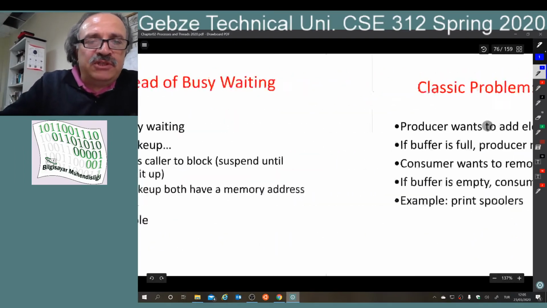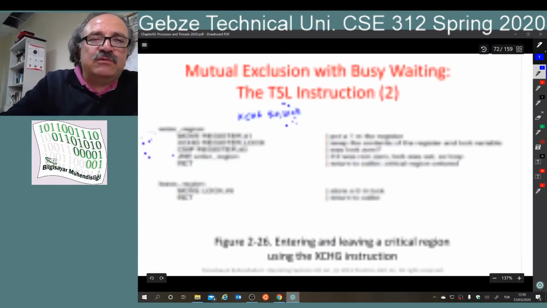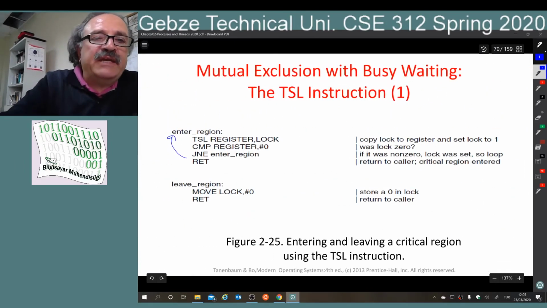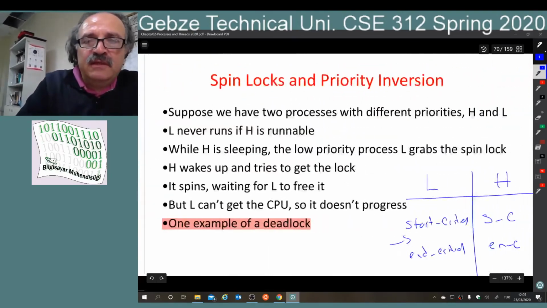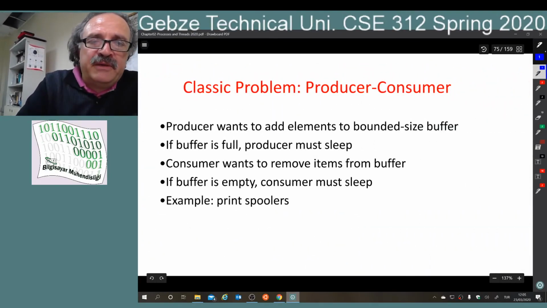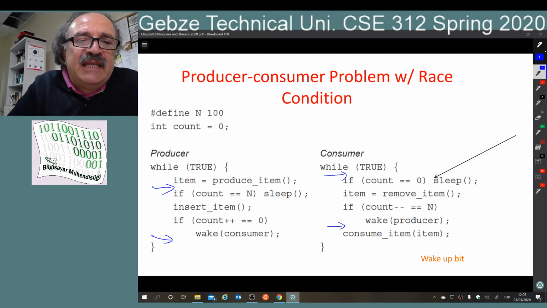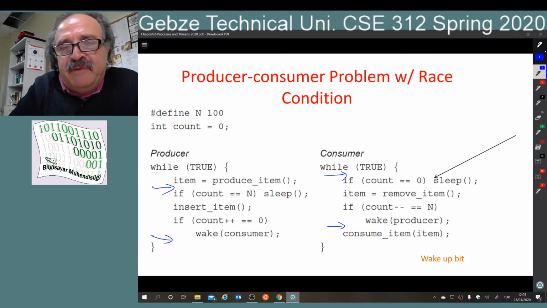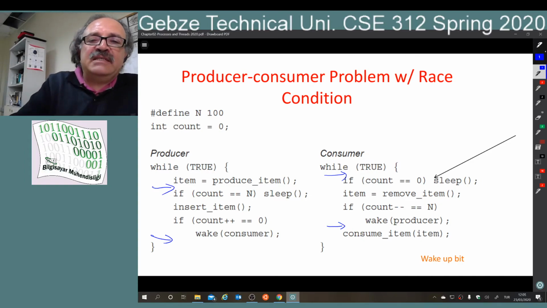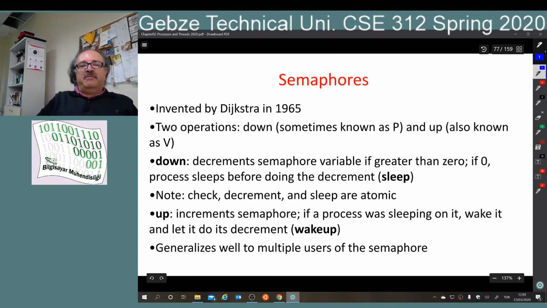Using this solution, the TSL solution, or the exchange solution, no problem. But I like to use standard solutions for this. The second thing is that, remember, our TSL and exchange solutions are spin locks. I am trying to prevent spin locks in this solution, right? I don't want to use those kinds of spin locks. So let's see what people have found.